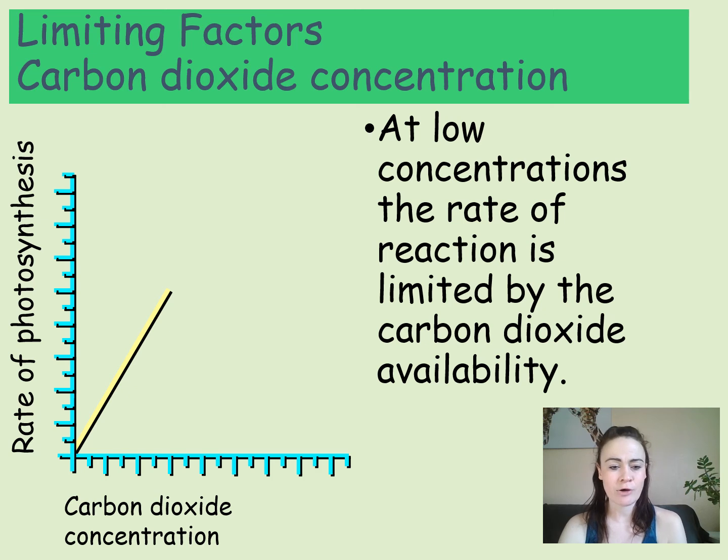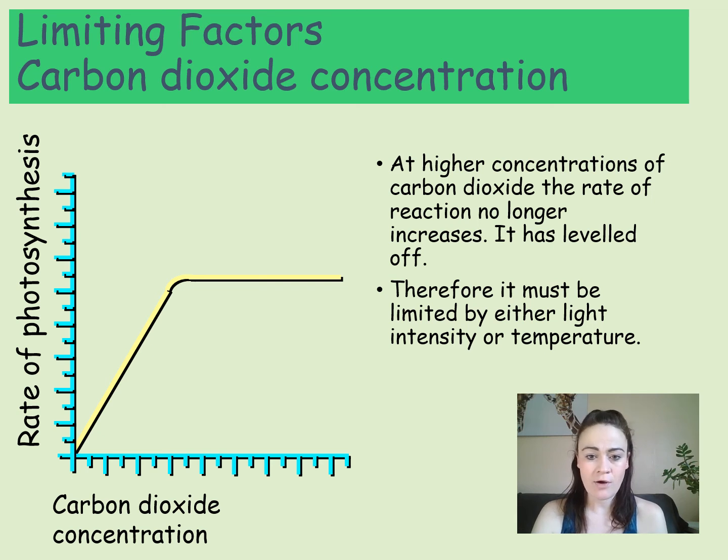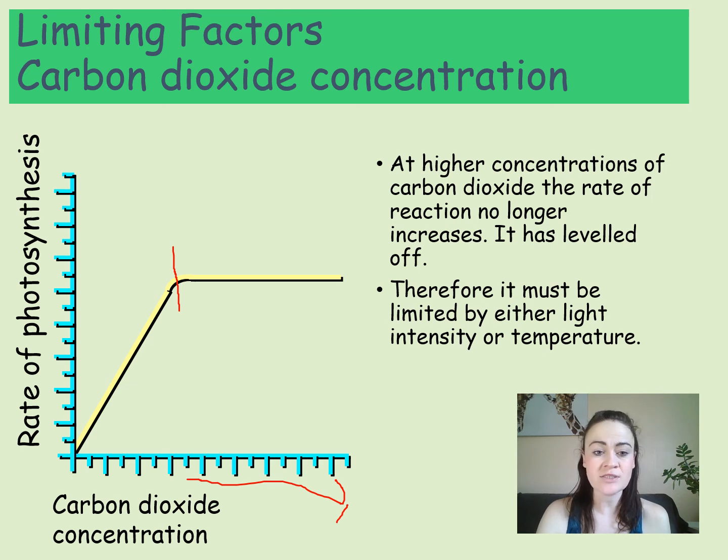Right, let's look at carbon dioxide first of all. At low concentrations, the rate of reaction is limited by how much carbon dioxide is available. So as you can see, as we increase the carbon dioxide, we are now increasing the rate of photosynthesis. Okay? But then it starts to level off, and it's because carbon dioxide, at the point that it levels off, is no longer the limiting factor. So at this point, carbon dioxide isn't limiting the rate of photosynthesis, because as carbon dioxide increases, photosynthesis doesn't increase.